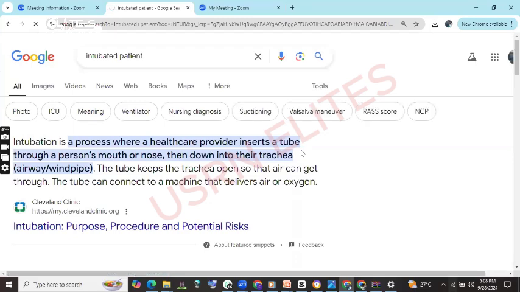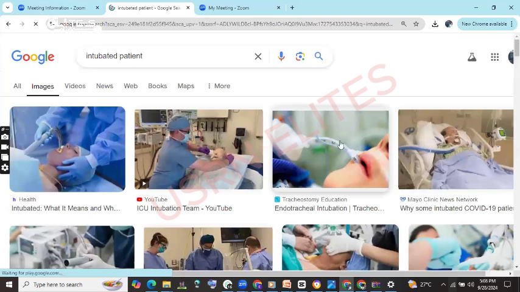Okay, so look at this one. The process of putting in this endotracheal tube. Like I said, we have one. So this is the process of doing it. After, let's say, we've put the tube in, we've intubated patients.